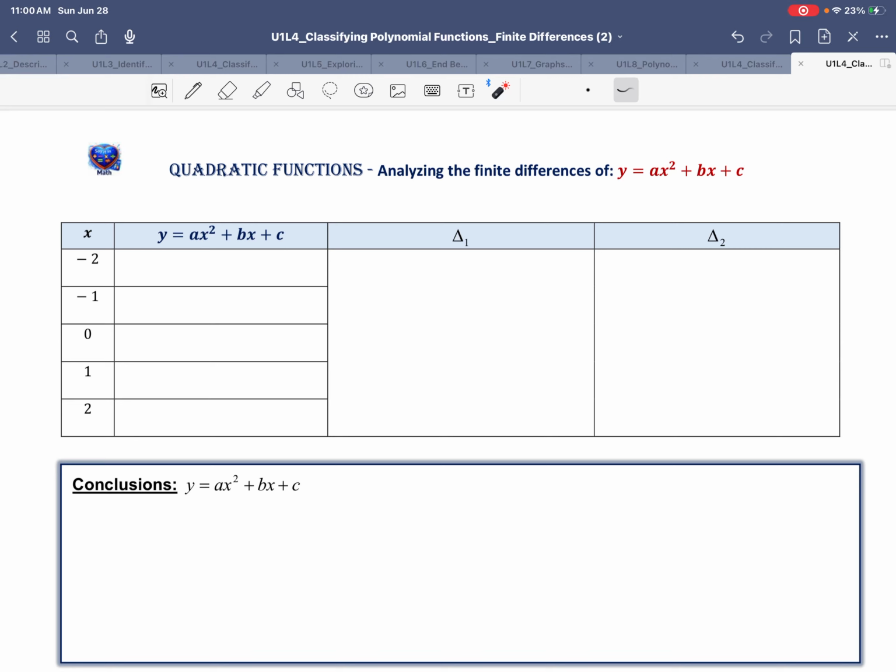Welcome back, everyone. Let's continue with the investigation of finite differences and quadratic relations, our second degree polynomial functions. In this case, again, we have chosen values of x that are increasing by 1 unit, some negatives, some positives, and 0. We'll start off with finding the y values of a general equation of a quadratic form.